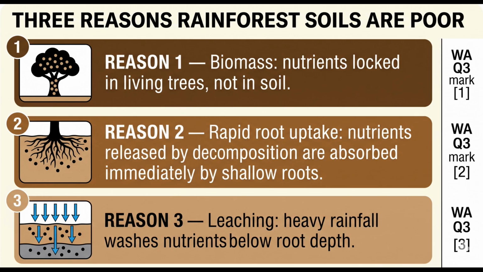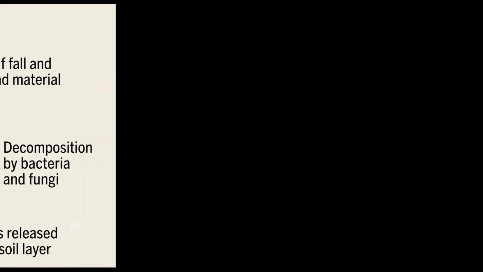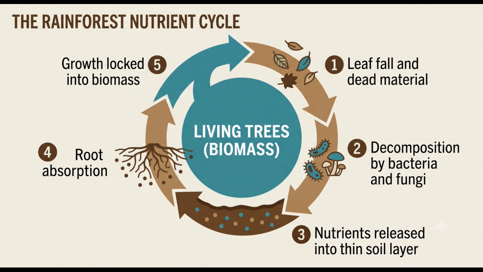Reason 3. Leaching. Over 2,000 millimeters of rainfall per year means there is always water washing through the soil. Any nutrients not yet absorbed by roots are washed downward, below the reach of roots, into deep layers where they are permanently lost. Now the full nutrient cycle, 5 steps.